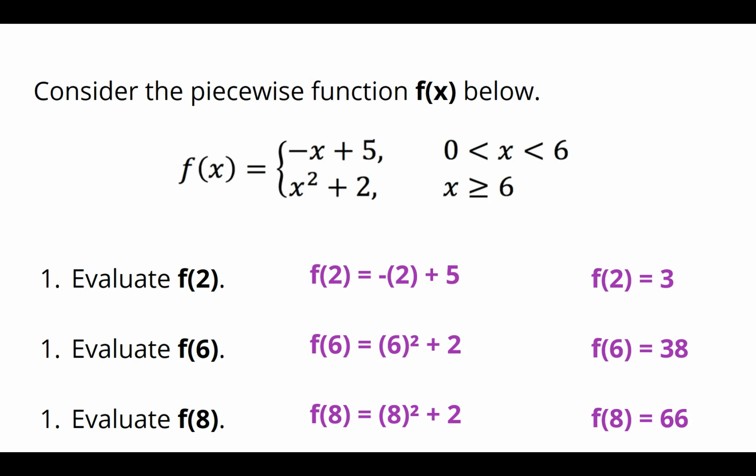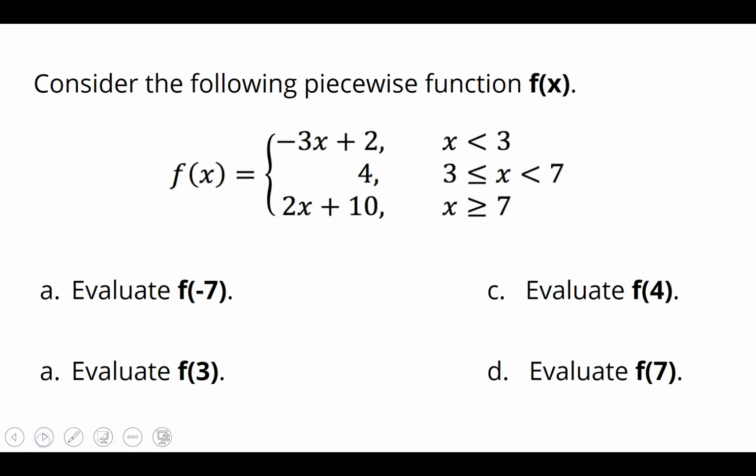No. Okay. If you have not already, I want you to start these next ones. You try these. I'm going to go with Hannah. F of negative 7. What rule did it make true?